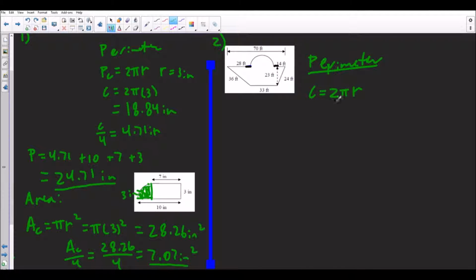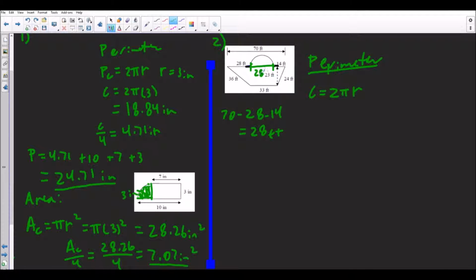So what we can get for the circumference of the circle is 2 pi r, and that's the formula, but we need to find r. So what's the radius? What we can do is look and see that if this side is 28 and this side is 14, and we know that all the way across is 70, we can actually find the diameter of the circle. So we can find what's all the way across. So we can go 70 minus 28 minus 14, and that's going to equal 28 feet. Okay, so all the way across here is 28 feet.